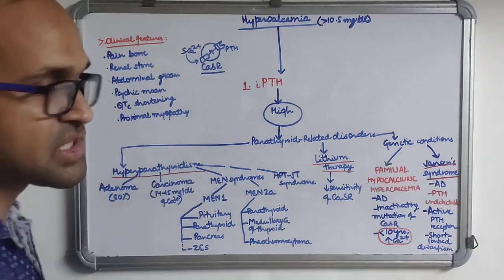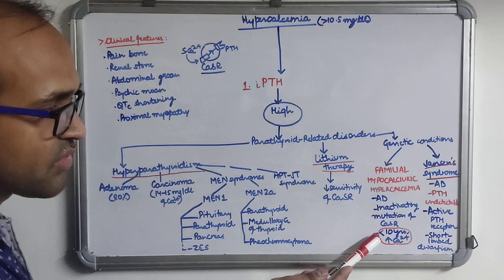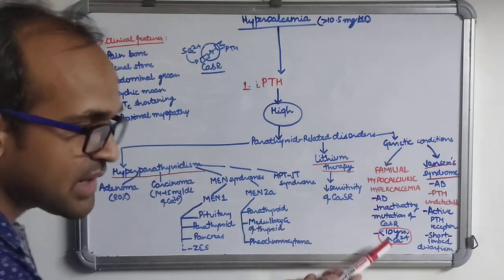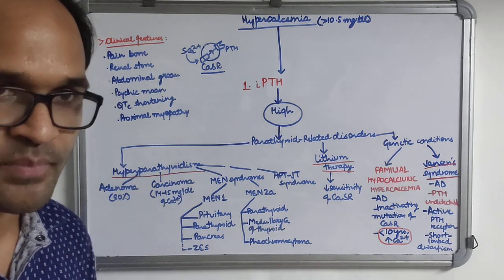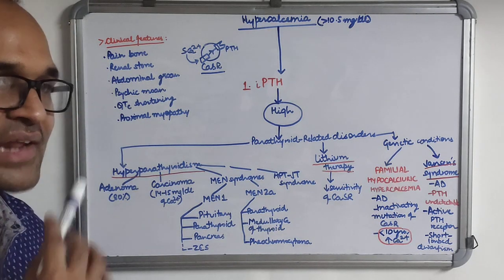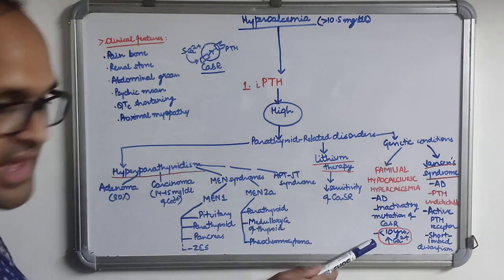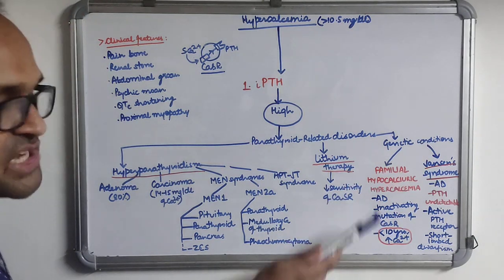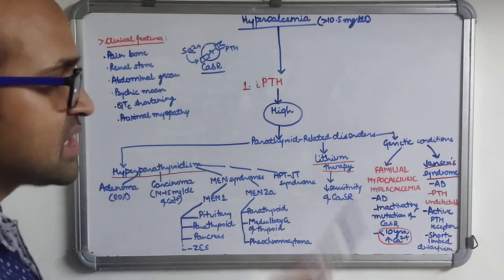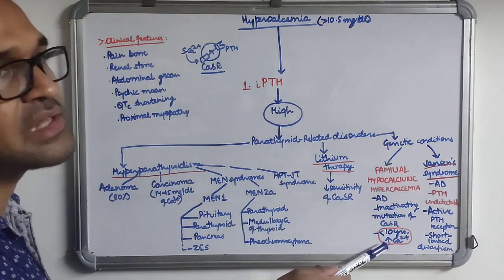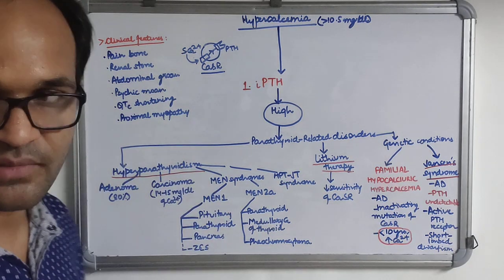And genetic conditions, particularly if there is a family history and the patient is less than 10 years of age and you come across hypercalcemia, you should think of familial hypocalciuric hypercalcemia. Now, how will you distinguish between hyperparathyroidism and familial hypocalciuric hypercalcemia? Apart from age and family history, if you get the urinary calcium levels done, it is low in familial hypocalciuric hypercalcemia and it is increased in hyperparathyroidism.